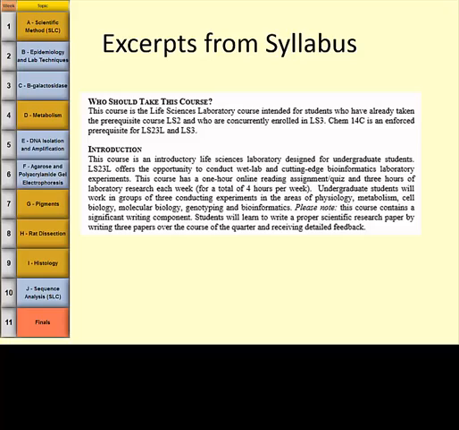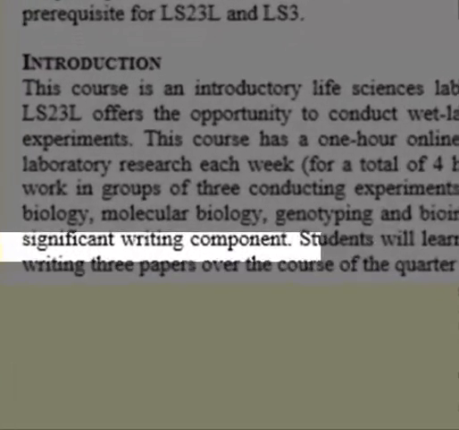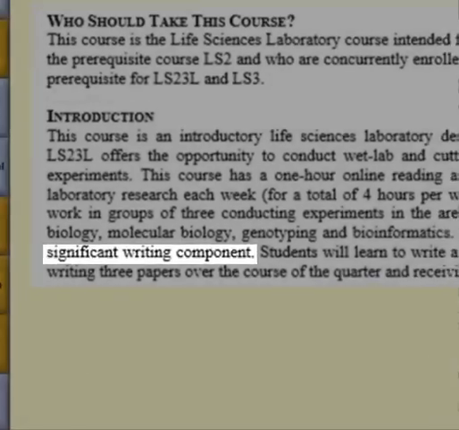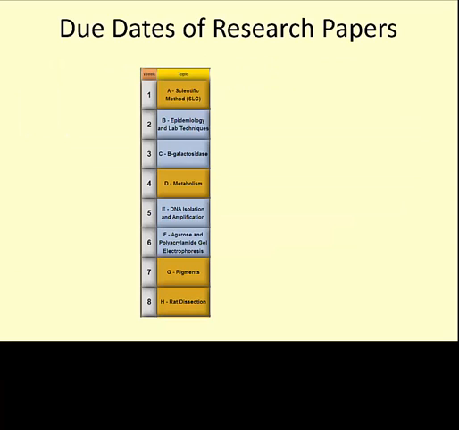LS23L is also a lab course with a heavy scientific writing component. You will be writing 3 larger scientific style papers. The 3 research papers are spaced out during the quarter. Lab A in week 1, Lab D in week 4, and Lab G in week 7 will require you to summarize your experiment in a scientific type research paper.